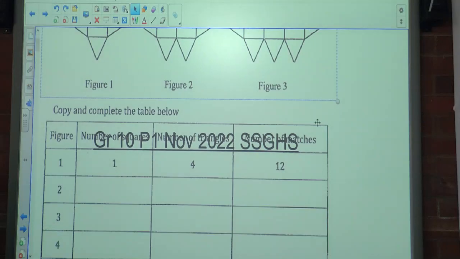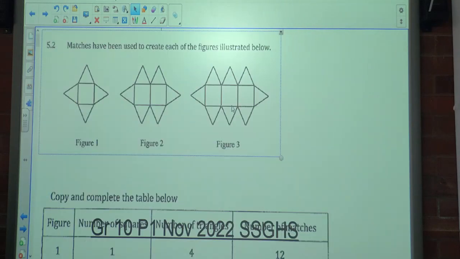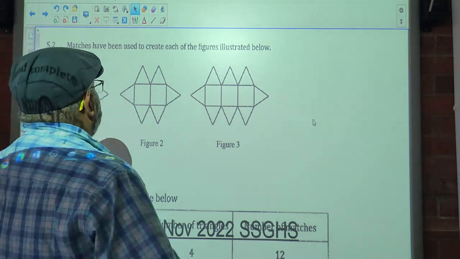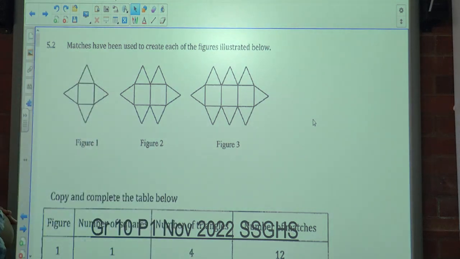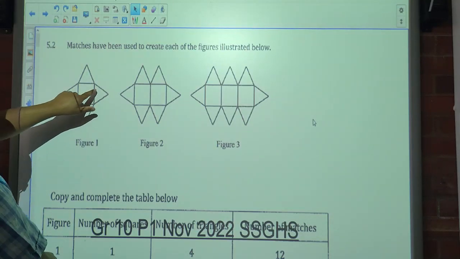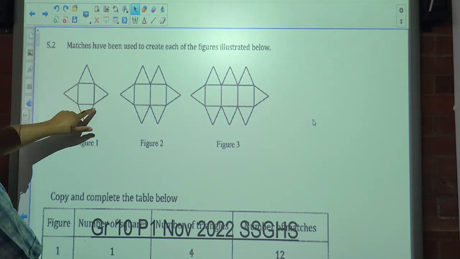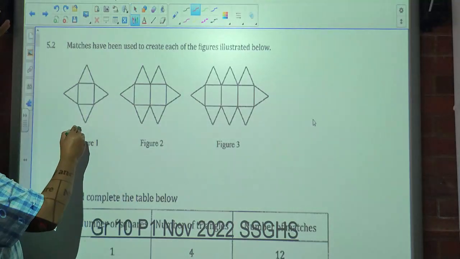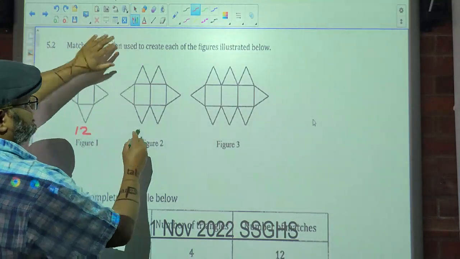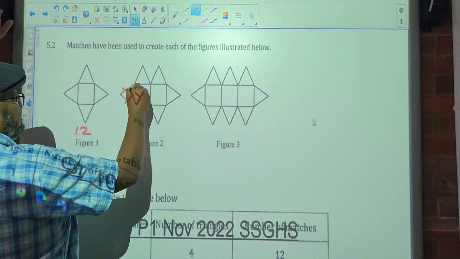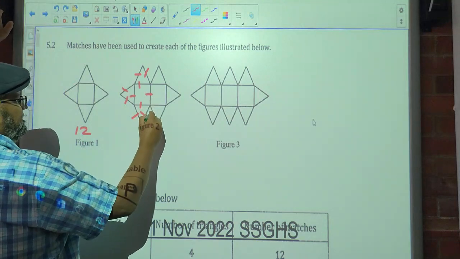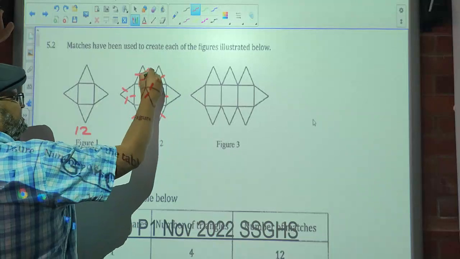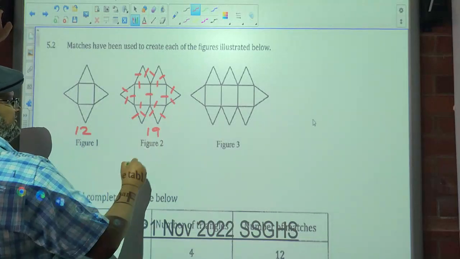People, in this question, settle down please. We are told matches have been used to create each of the figures illustrated below. So how many matches are used here? 1, 2, 3, 4, 5, 6, 7, 8, 9, 10, 11, 12. Is that correct? Yes, sir. 12 matches. So this is 1, 2, 3, 4, 5, 6, 7, 8, 9, 10, 11, 12, 13, 14, 15, 16, 17, 18, 19.